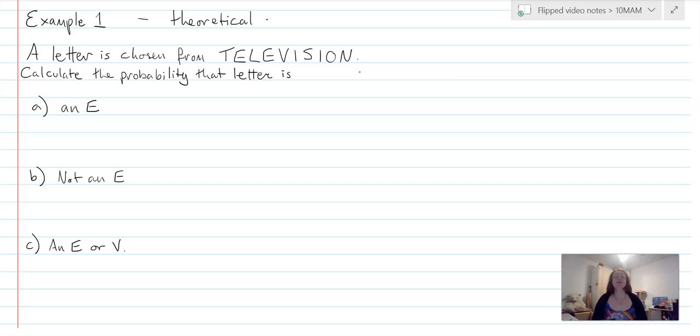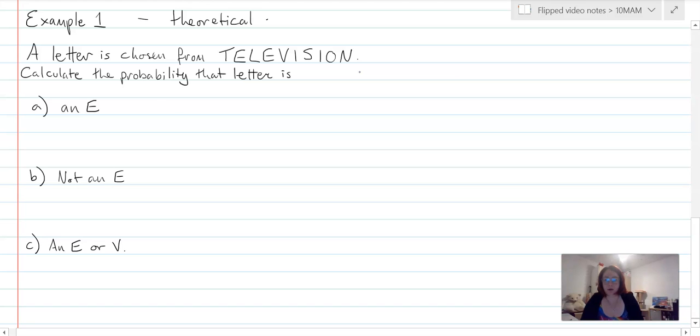We want to know the probability that that letter is an E. So for starters, we need to know how many total outcomes there are. An outcome in this case is going to be pulling each different letter out of the hat. So 1, 2, 3, 4, 5, 6, 7, 8, 9, 10.